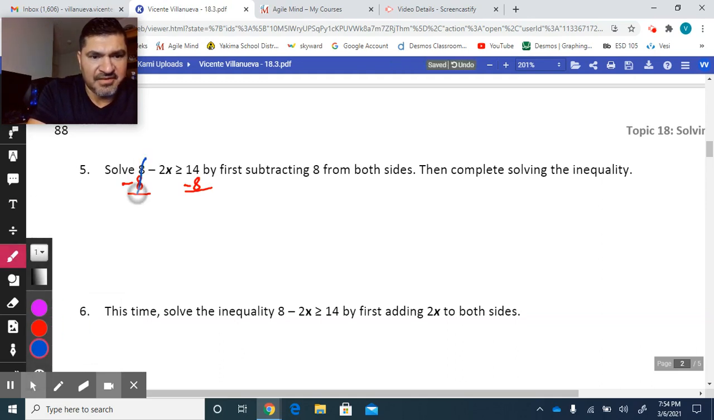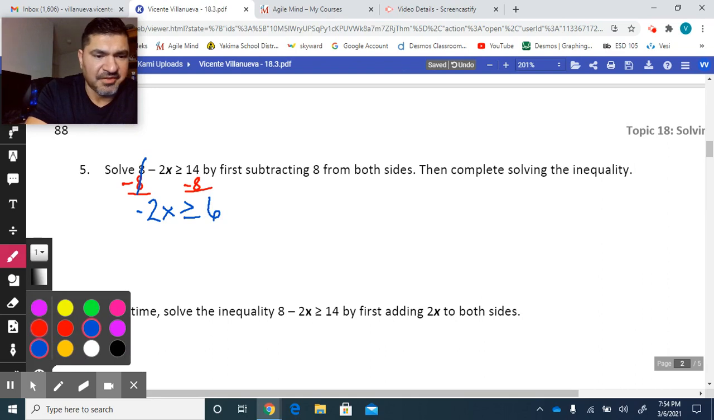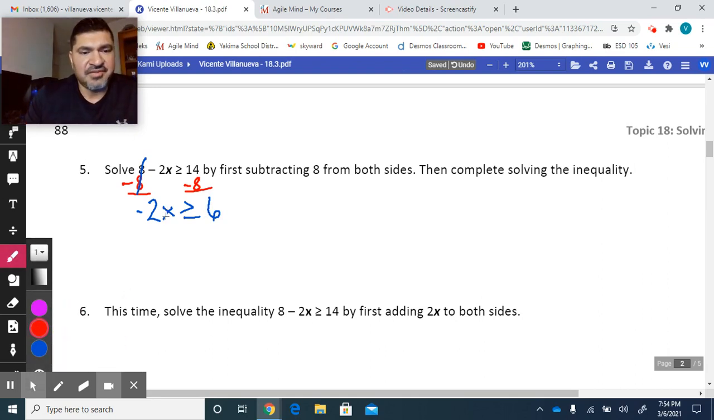So 8 minus 8, that's going to cancel itself out, and I'm left with negative 2x is greater than or equal to 14 minus 8 is 6. Okay, now we need to completely solve the inequality. And what I have next to the x is multiply by negative 2. Well, how do I get rid of multiply by negative 2? I need to divide by negative 2. And you got to keep that equation balanced.